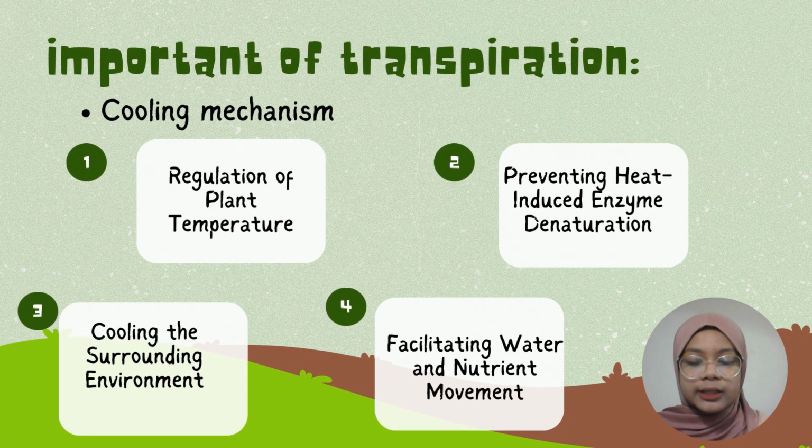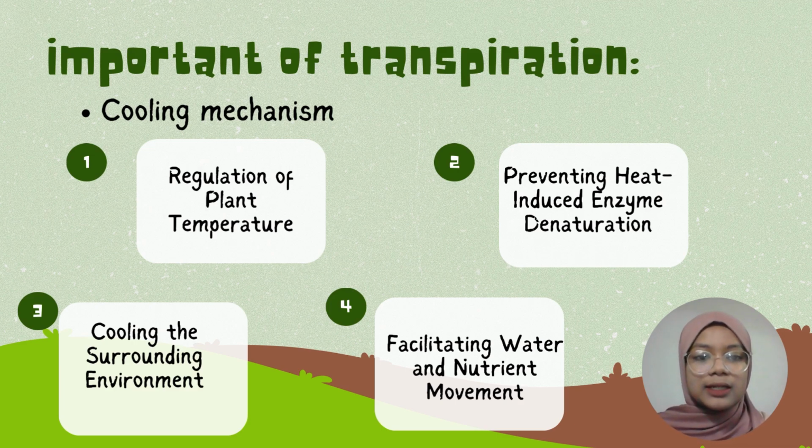Another important role of transpiration is as a cooling mechanism. First is regulation of plant temperature. Transpiration cools the plant by releasing water vapor into the air. As water evaporates from the leaf surface, it absorbs heat, preventing the plant from overheating during high temperatures.